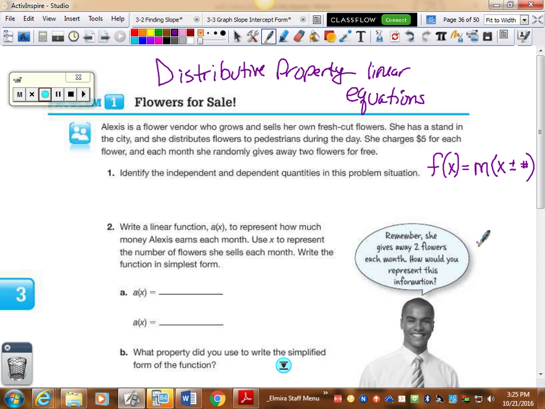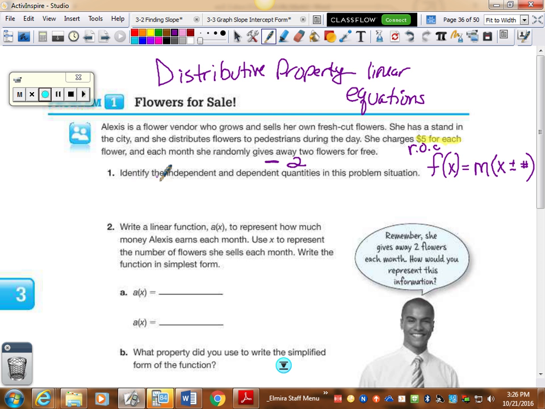Alexis is a flower vendor who grows and sells her own fresh cut flowers. She has a stand in the city and she distributes flowers to pedestrians during the day. She charges $5 for each. I'm going to stop right there and remember that each is one of our keywords that tells you rate of change. So that's our slope. Each flower, and each month she randomly gives away 2 flowers for free. So gives away seems to indicate subtract to me, and we're subtracting 2. Okay, so that's interpreting our word problem.